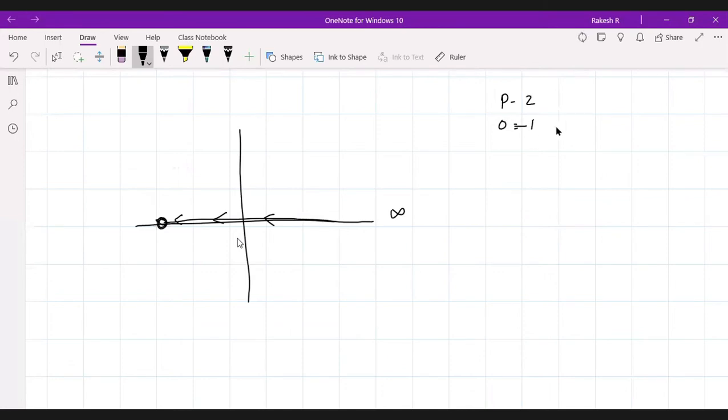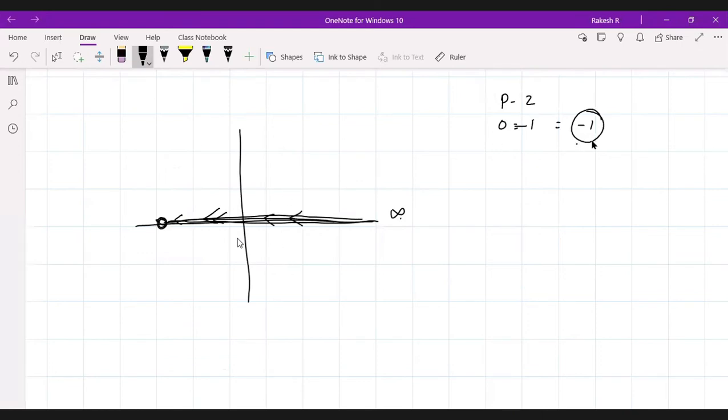Z is 1, so this will be minus 1. In this case, minus 1 means one root is starting from infinity and it is coming onto the real axis itself. So it is symmetrical about the real axis.